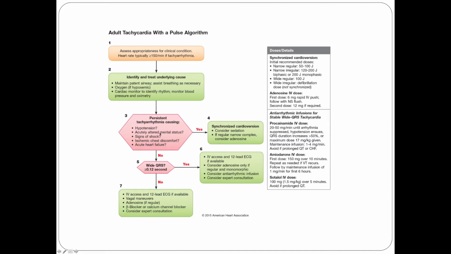But if it stays symptomatic versus unstable, we can go right down to vagal maneuver, adenosine if it's regular, beta blockers or calcium channel blockers. At that point, we're just trying to slow down the rate to make them less symptomatic if they don't convert from adenosine or vagal maneuvers. Get a 12 lead, help kind of clue things in. If we have a change in rhythm after any of these measures, we get a 12 lead and reassess it.